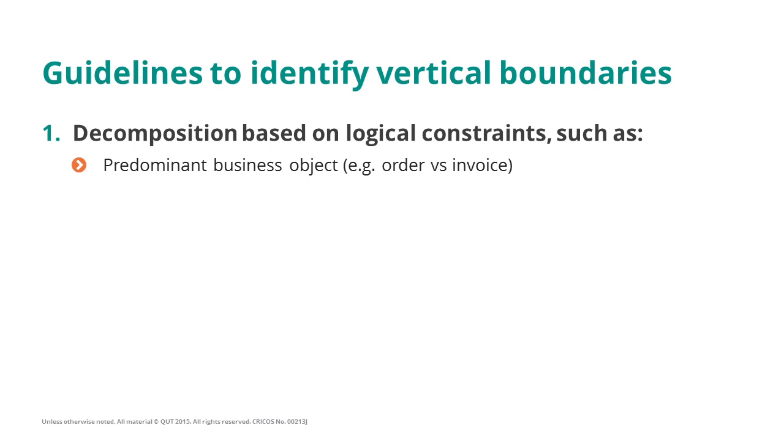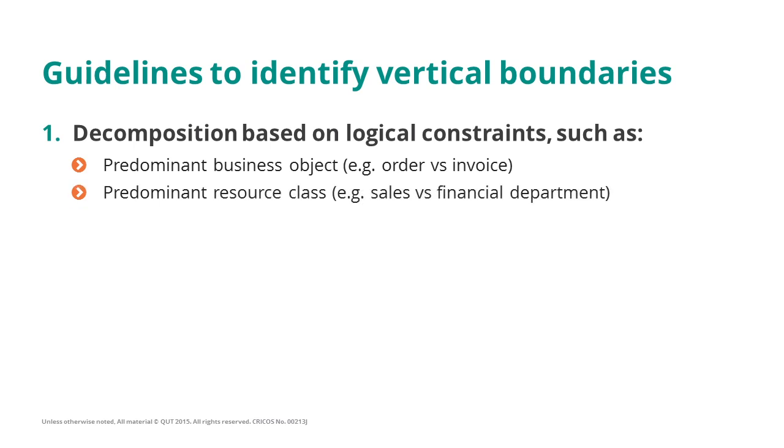Or another option for identifying sub-processes is if there are predominant resource classes. A resource class is just a group of resources that all have the same skills, responsibilities, capabilities. For example, sales and finance. These are two different departments. Still, they both contribute as part of the order-to-cash process. We know that this particular process spans different organizational functions: inbound logistics, outbound logistics, sales, finance, etc.